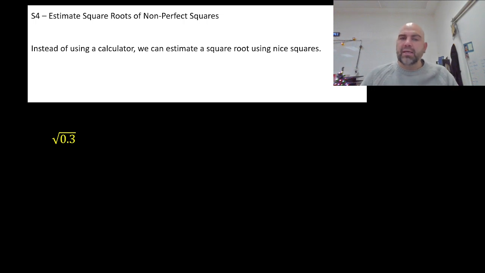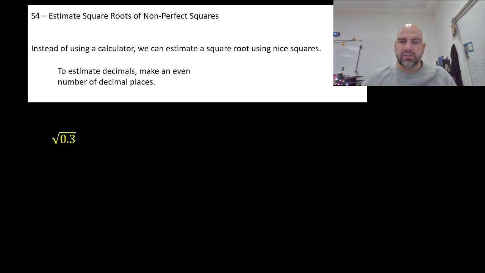So instead of using a calculator, we can estimate a square root using nice squares. And I talk about nice squares because they're not perfect, but they're really nice using perfect squares. When we have this decimal here, 0.3, we want to make sure that we always have an even number of decimal places. So let's make this 0.30. Okay, that's going to help us. It's going to become a little bit easier to do the estimation.